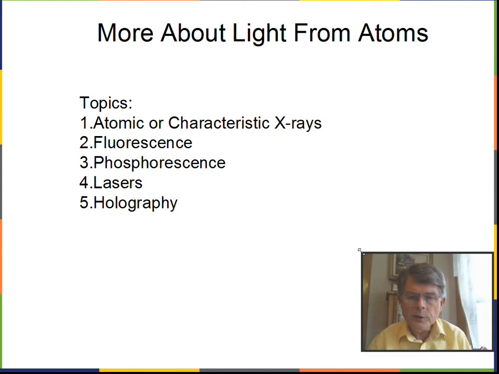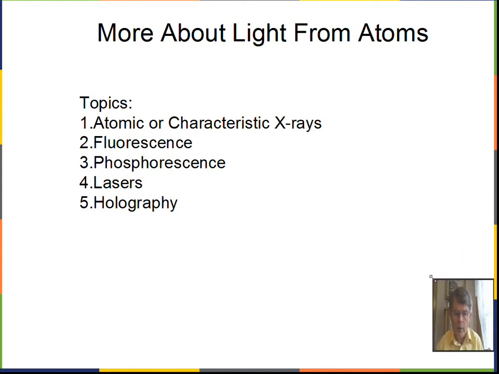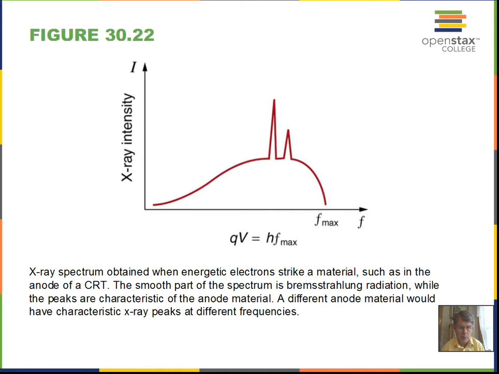And we continue with Chapter 30, dealing with atomic physics. And in this session, we'll talk about X-rays that come from atoms in a special way, fluorescence, phosphorescence, lasers, and a little bit on holography. So we continue with dealing with energy levels in the atom as we go through this material.